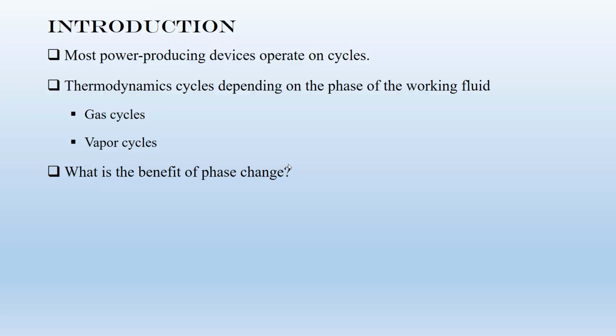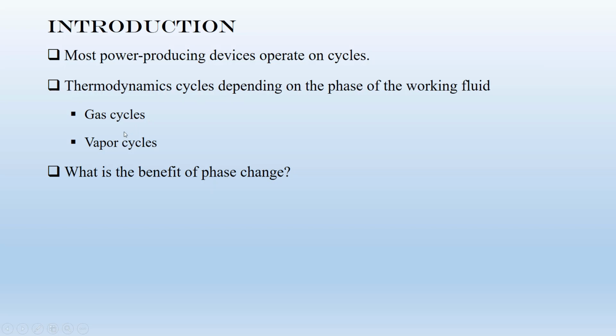So keeping in mind that most power producing devices operate on cycles, in chapter 6, we discussed the heat engines. If you remember, in heat engines, heat is provided to the system and the desired output is W. So you already learned one of the power producing devices. Keeping in mind that normally power cycles can be gas cycles or vapor cycles.